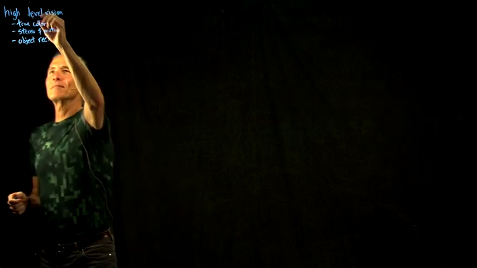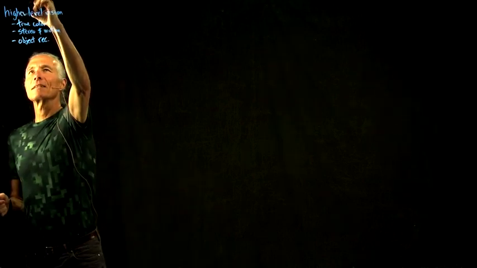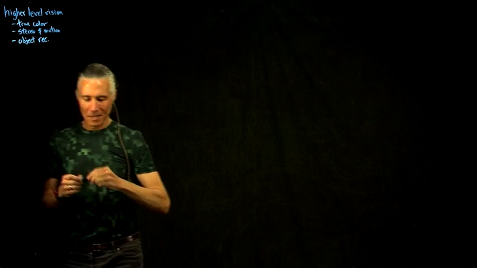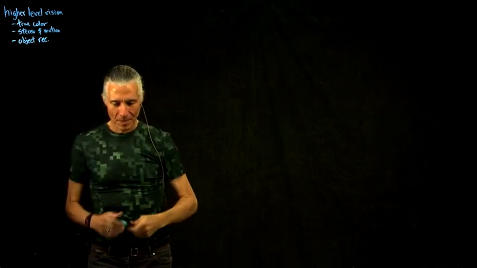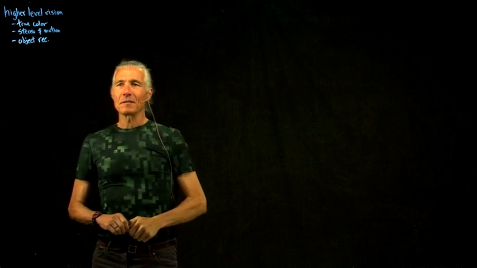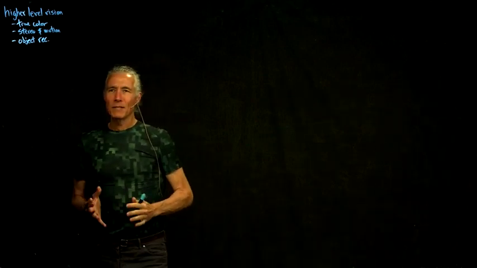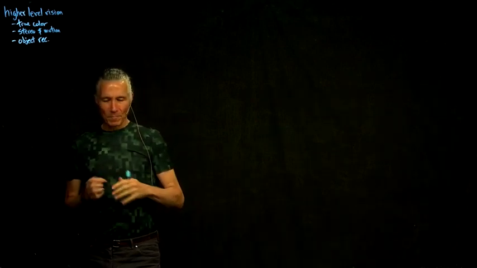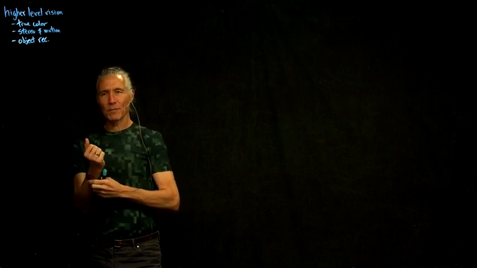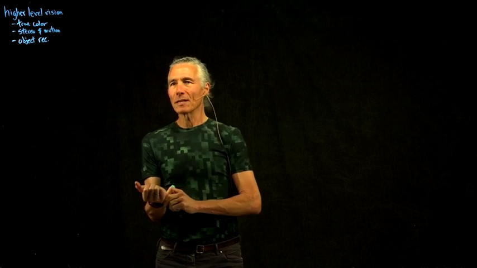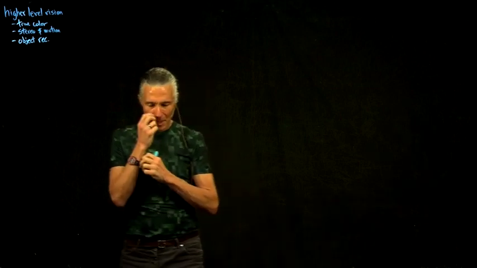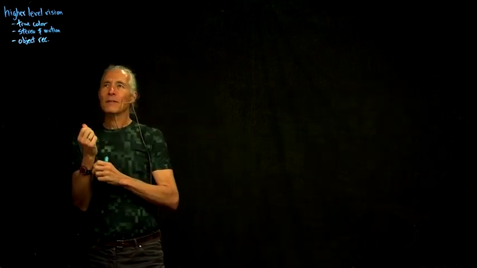So, higher level vision. The idea is it's a little bit of a grab bag of different higher level processing in the visual system, because we talked a lot about early edges and motion and relatively simple motion.